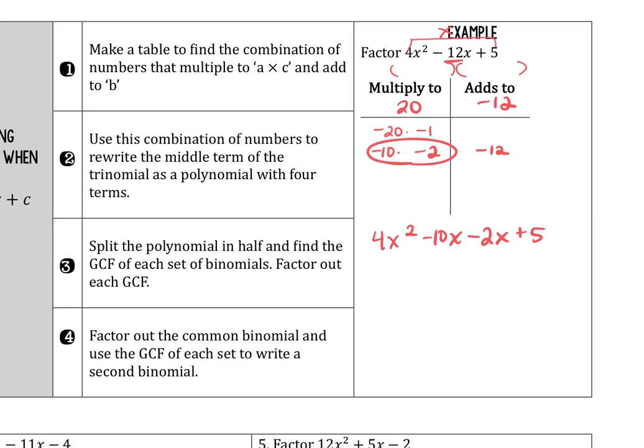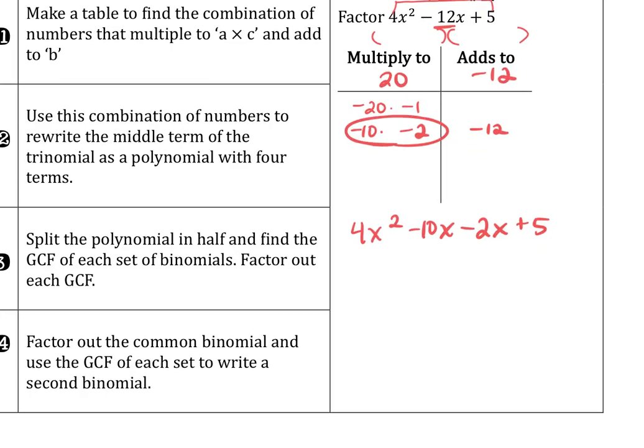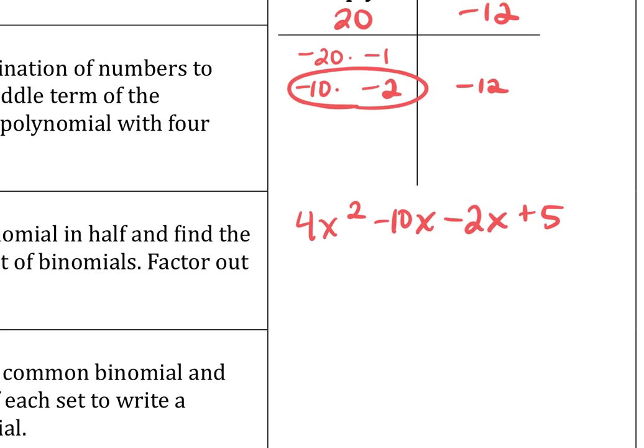Now that we have 4 terms, we're going to split the polynomial in half and find the greatest common factor of each set of binomials. So I'm going to take these two terms, and I'm going to take these two terms, and I'm going to find the GCF of each pair.